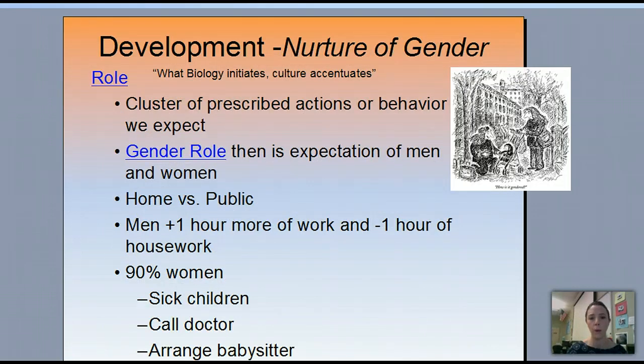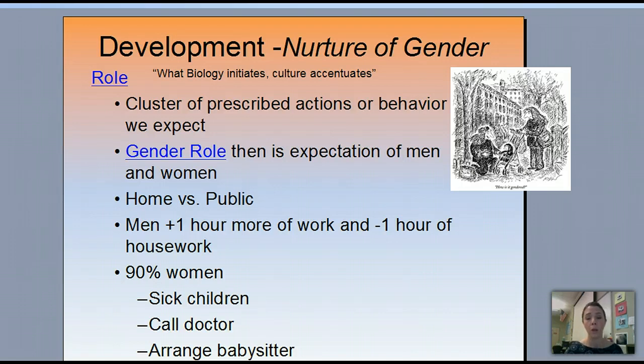Now let's talk about, what about the nurture of gender? So if we talked about the biology of males and females, what happens nurture-wise, in our environment? There's a quote from your book I like that said, what biology initiates, culture accentuates. So what is started from biology, culture is what accentuates or brings out. Culture is defined as everything that's shared by a group of people and then passed on through generations.